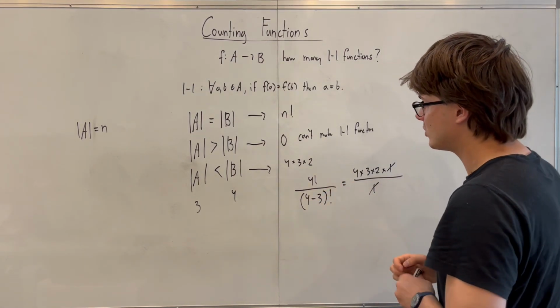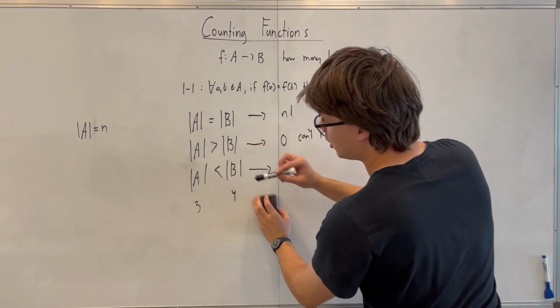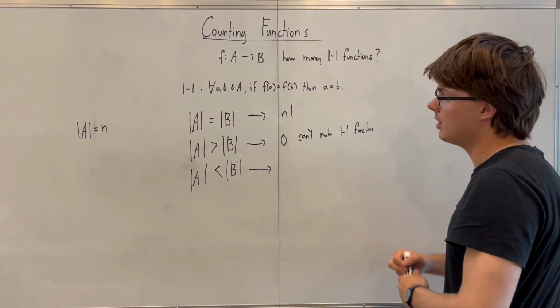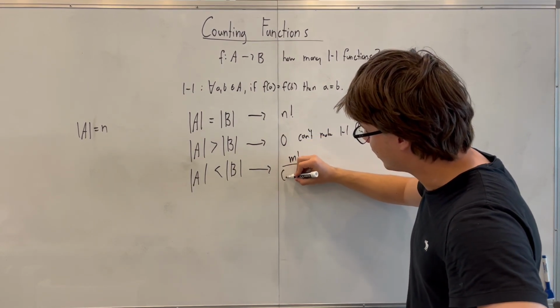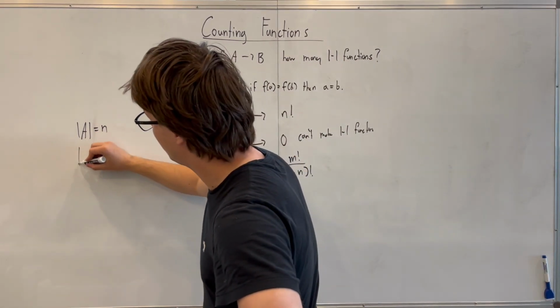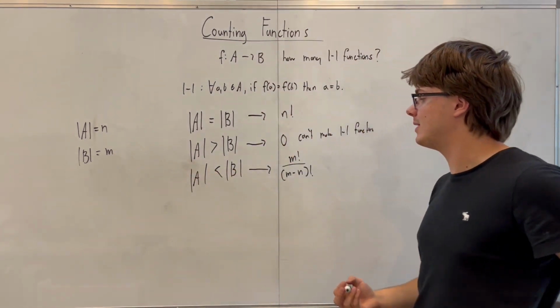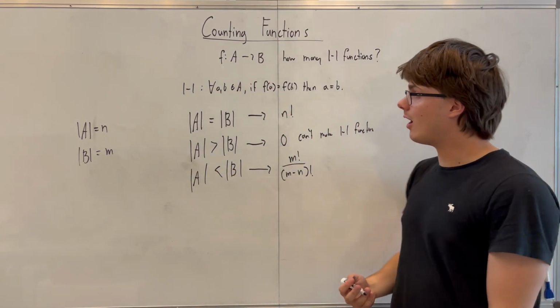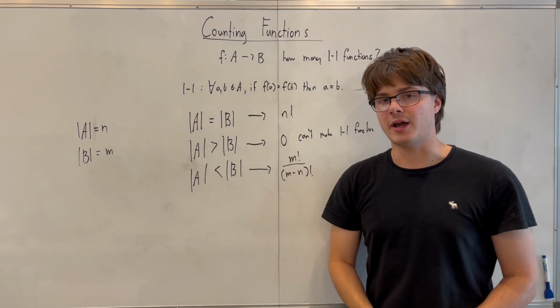So that is how you're going to solve your problems when your codomain is larger than your domain. You're going to say that it's going to equal m factorial over m minus n factorial, where m is the number of elements B has. So this is how we count the total number of one-to-one functions between 2 finite sets.